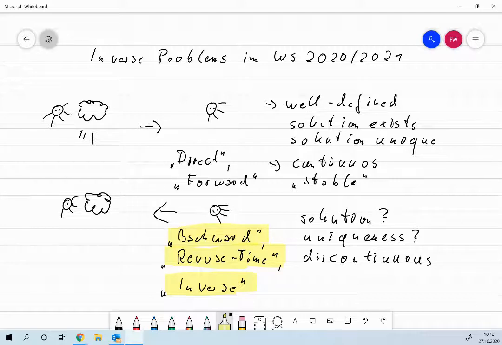What about uniqueness? Well, it's absolutely possible that two different weathers of today will produce exactly the same weather of tomorrow. Might be, right? So also uniqueness isn't clear. And the main thing, and this is what we are mainly going to talk about in this lecture, is that it's also not clear that this is a continuous operator, which would imply that if it is discontinuous, then small errors in the measurement of the weather of tomorrow would lead to giant errors in the prediction of the weather of today. So this is very, very hard.